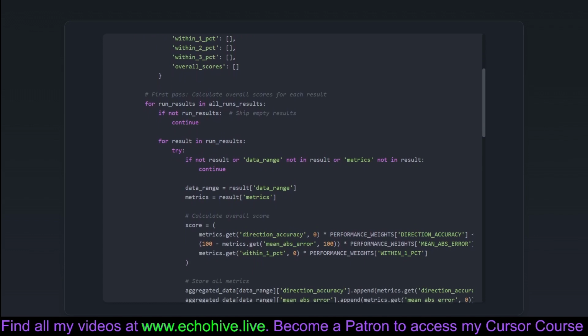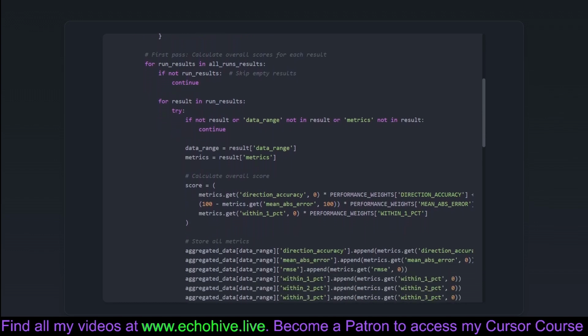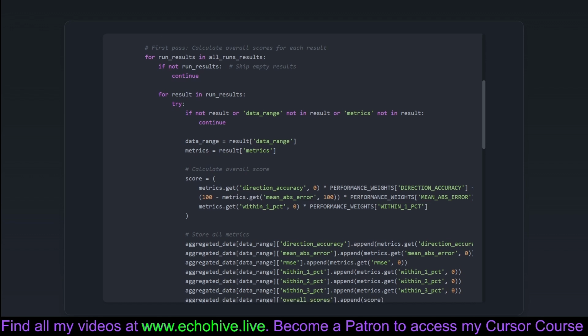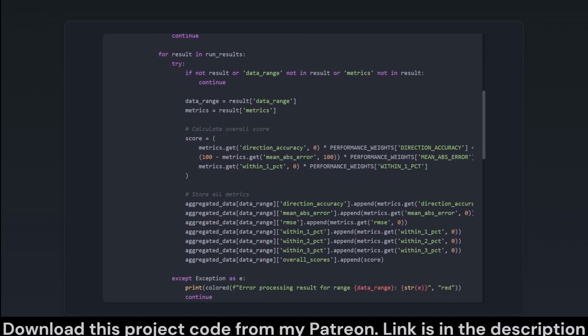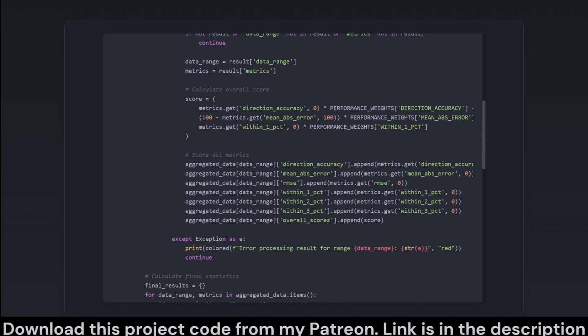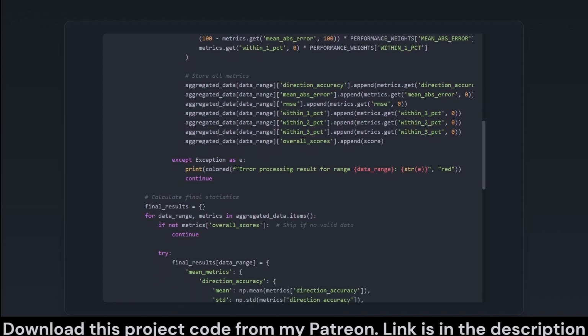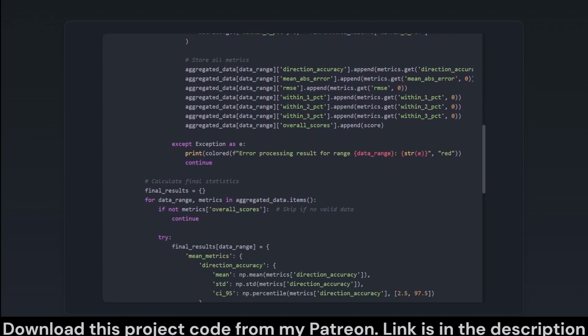This function aggregates performance metrics across different data ranges, averaging out the variations to discern consistent patterns and anomalies. It relies heavily on storing directional accuracy, error metrics, and scores derived using predefined weights, giving each metric its due importance in the grand scheme.